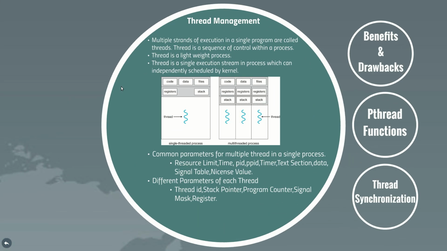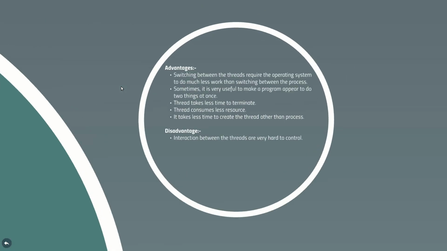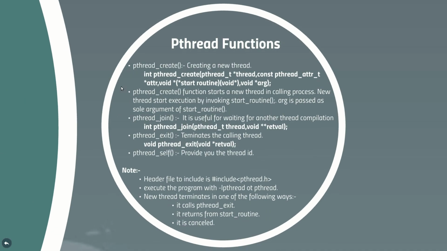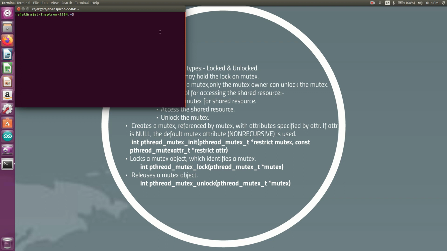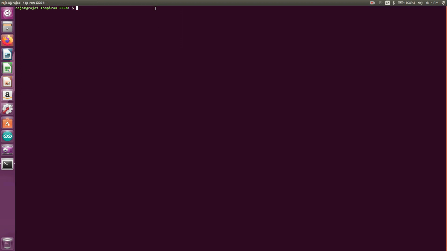We have discussed the thread. What is a thread? It is a lightweight process. We have discussed the advantages, disadvantages, and the functions we can use in threads. In this session we will discuss mutex. Going further, I just want to explain through a program. I'll write a sample program to make you understand why we are going for thread synchronization and why we are going for mutex.